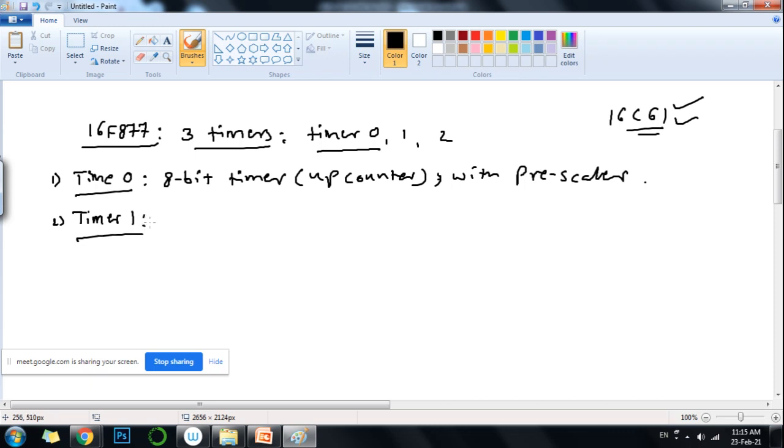Timer 1. Timer 1 is actually a 16-bit timer counter. It can work either as timer or counter. It's a 16-bit up counter, as usual. So when it overflows from FFFF to 0000, then the corresponding flag will set. This has a prescaler. Okay, the only difference between these two is that it is a 16-bit timer counter.